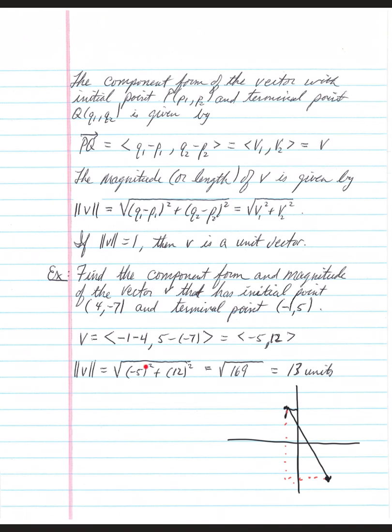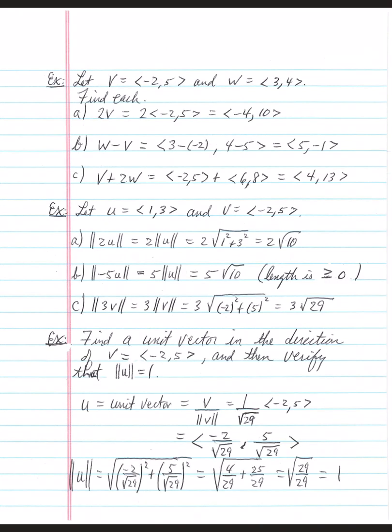Using your distance formula, make the calculations. -5 squared is 25, 12 squared is 144. That gives you a total of 169, square root 13 units long.